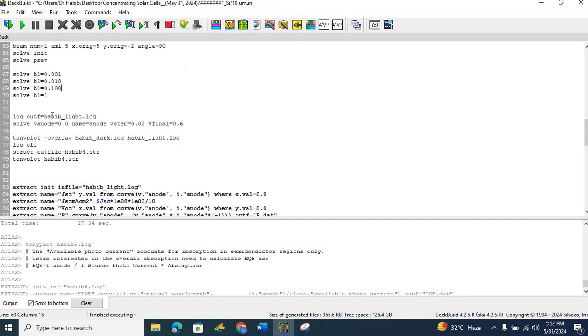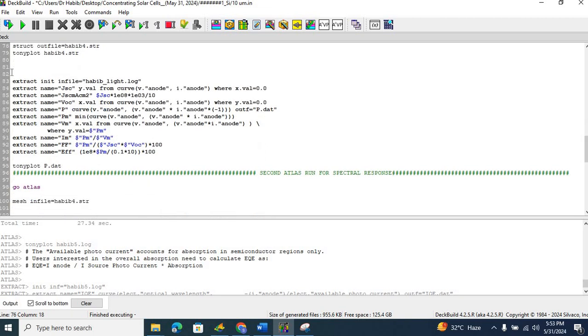Then I create a log file with this name in order to look at the IV characteristics of the solar cell under light conditions, and I run a sweep from 0 to 0.6 volts. With this command I overlay the IV characteristics under dark and light conditions, and then I save the structure under light conditions and plot the structure.